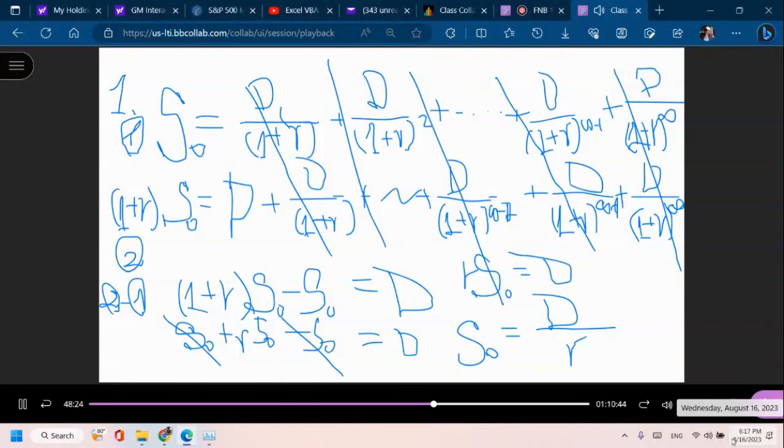Hence the formula. You might have noticed, as you were looking at the slide, oh, that was so simple. How could it be? Well, the result is very simple. The outcome of that formula, the model, is very simple, but the process isn't that simple. But that's why it reduces to D over R, right?